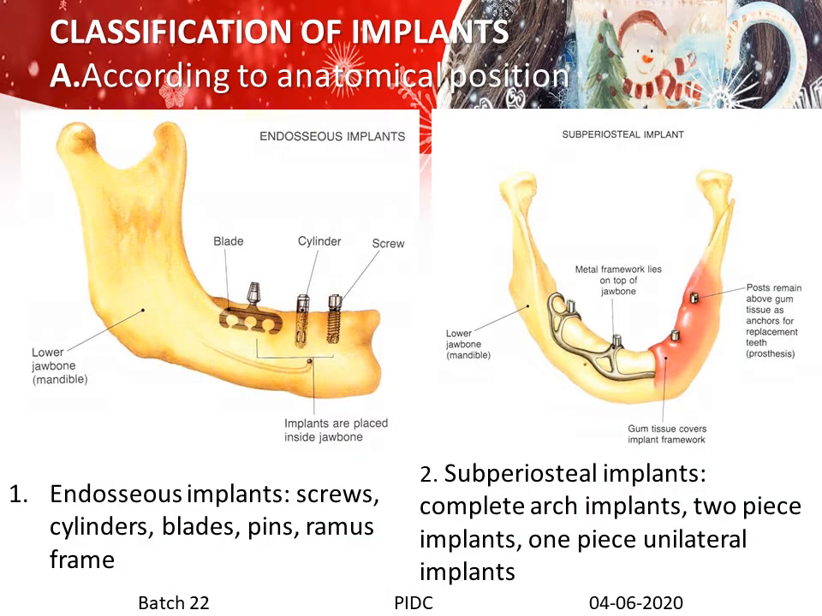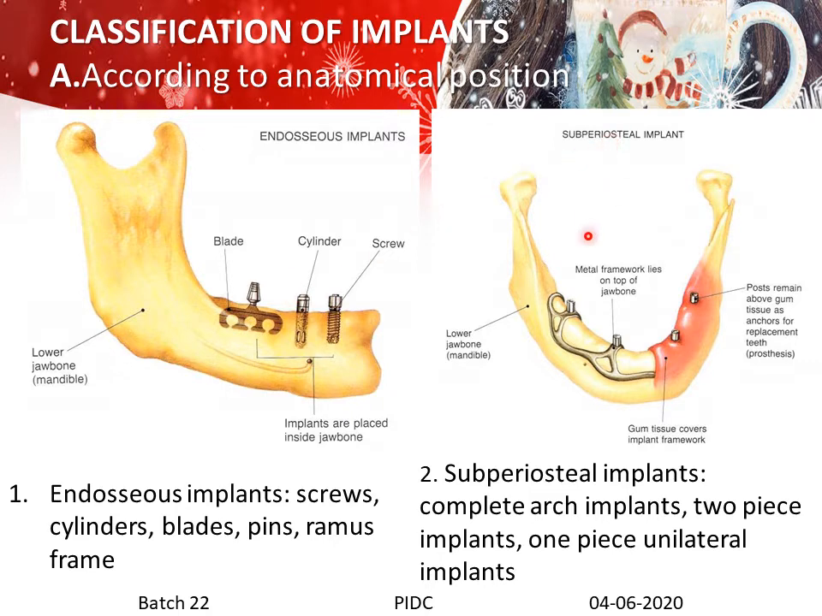So now coming on to the classification of implants. It has been classified according to various categories. According to the anatomical position, it has been classified as endosseous implants, where you are placing the implants deep into the alveolar bone, and this could be of various types. This could be a screw shaped implant or screw type implant, or it could be a cylindrical implant, or it could be a blade implant, a pin implant, or a ramus frame implant.